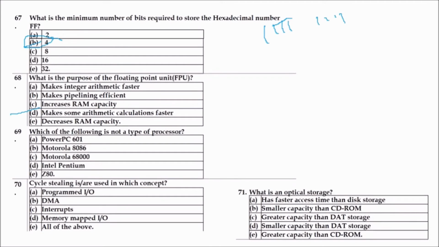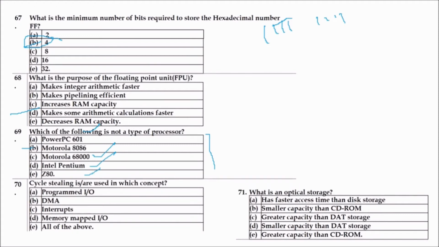Next is, which of the following is not a type of processor? These are options for you. The answer is B, Motorola 8086. This is not a processor, while PowerPC 601, Motorola 68000, Intel Pentium, Z80, all these are types of processor.